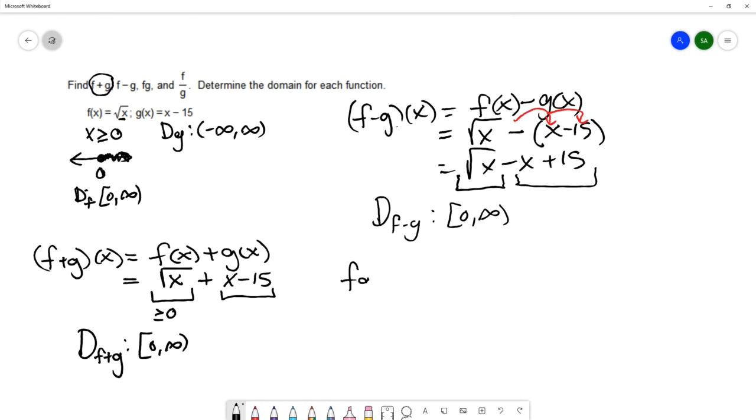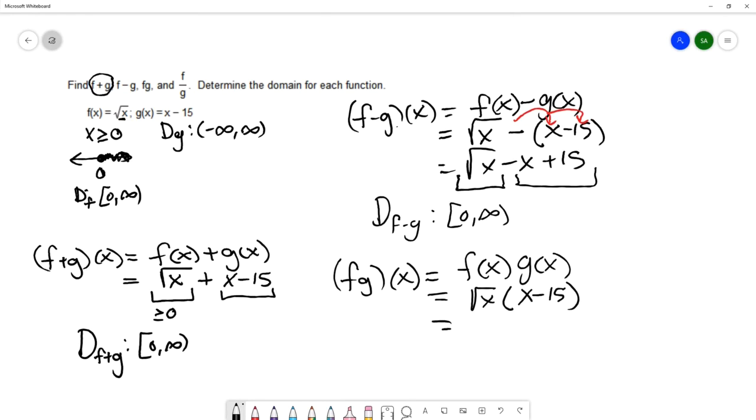So let's find f times g. F times g is the name and also how to construct it. We're going to do f of x times g of x. That's square root of x times x minus 15. We could do the distributive property to simplify, and that would be x square root x minus 15 square root x. This radical is restricted. The x and the 15 are not, but since one piece is restricted, the function is restricted. So the domain of f times g will be from 0 to infinity.